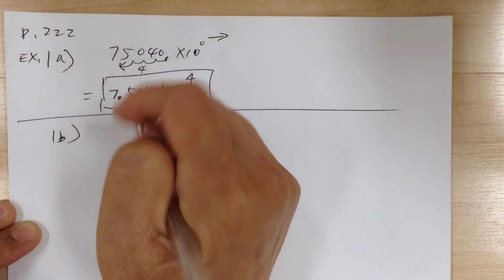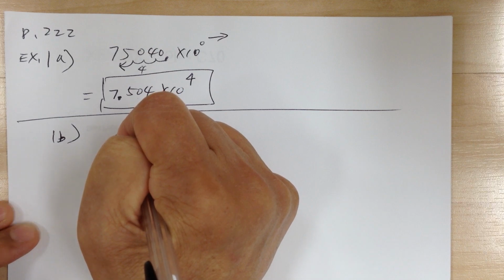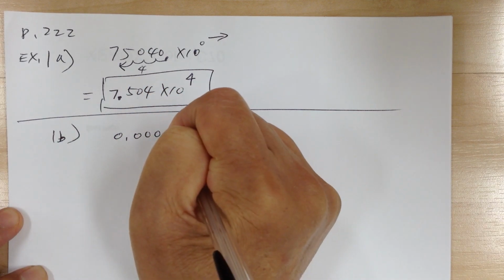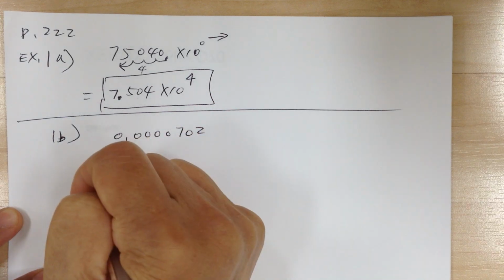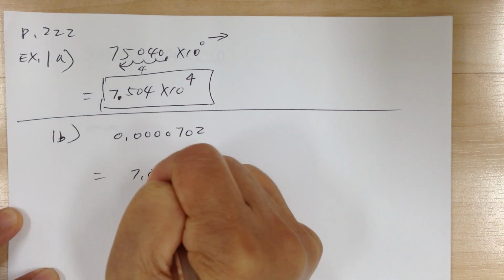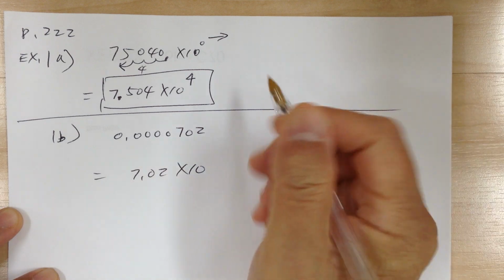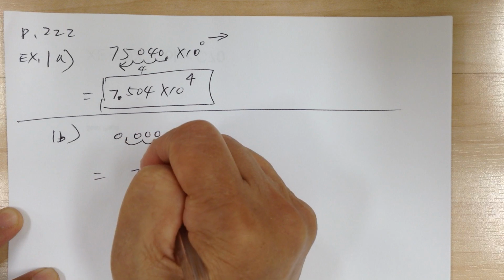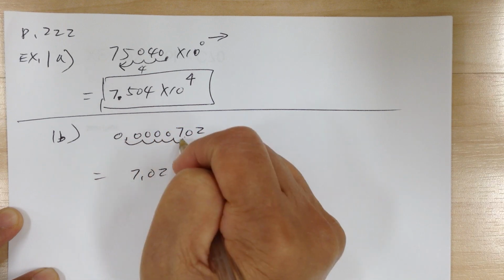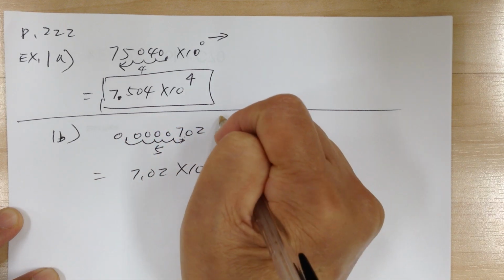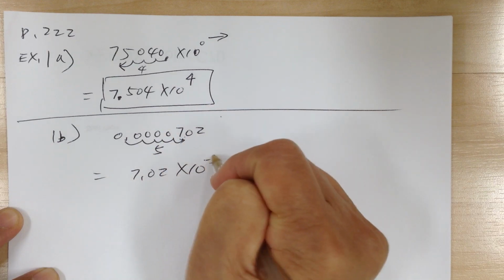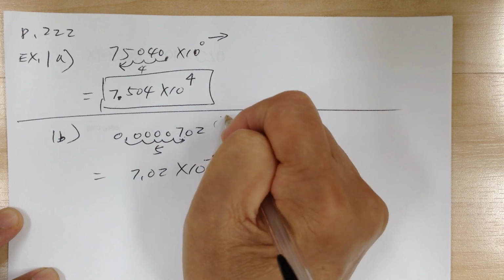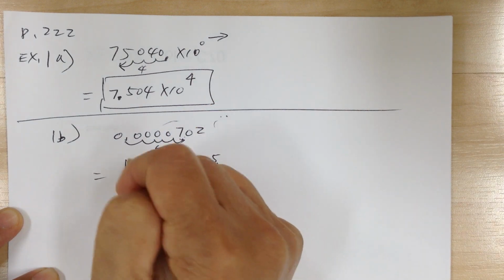Okay, 1b, you got 0. How many zeros? 1, 2, 3, 4, 4 zeros. So right away, this will equal 7.02 times 10 to the something. Notice right now the decimal is over here. We have to move over here, so you have to go 1, 2, 3, 4, 5, 5 places this way. So it would be negative 5. Again, when you don't see any number, it means 10 to the 0. So you start at 0, you go 5 this way, and it becomes negative 5.